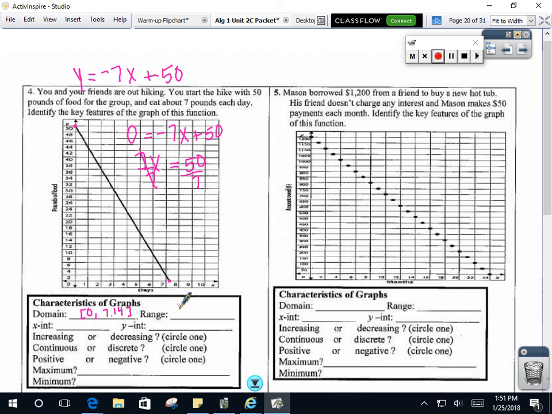Okay, now for the range. What's the lowest point on the graph? Okay, but 7.14 is an x value. Range is y value, so 0. What's the highest point? 50, because they go from 0 pounds of food to 50 pounds of food.